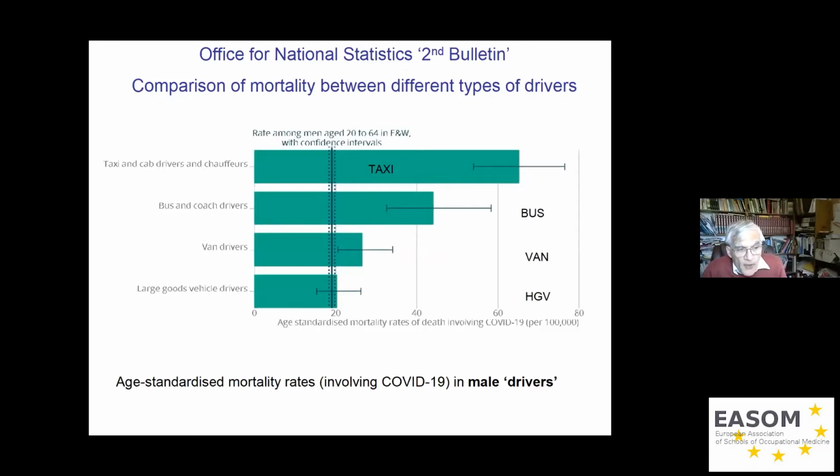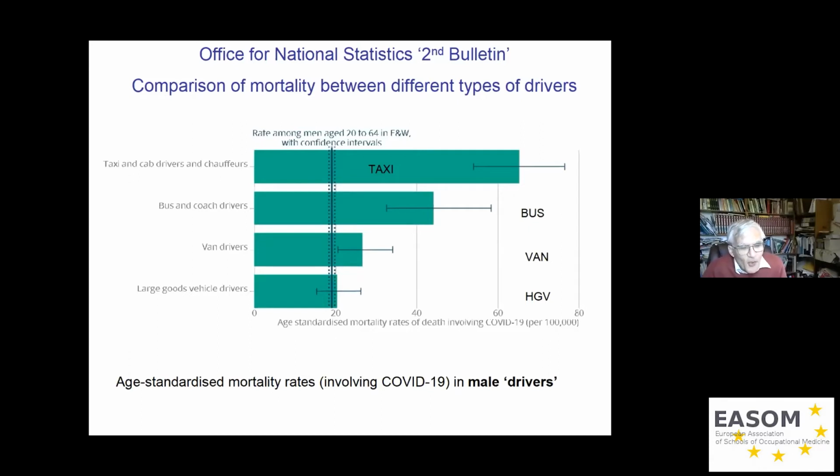I've now looked in more detail at a subset of those data, here comparing different categories of drivers. So we have the relative risk there, and the vertical line corresponds to the comparator population, namely all people of working age of the same gender. And as you can see, in some categories of drivers, taxi and bus drivers in particular, the relative risk is very high, whereas in van drivers or heavy goods vehicle drivers, the risk is really not different or not very different from that of the population in general.